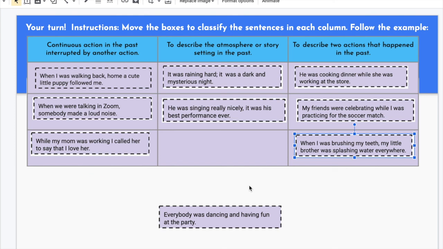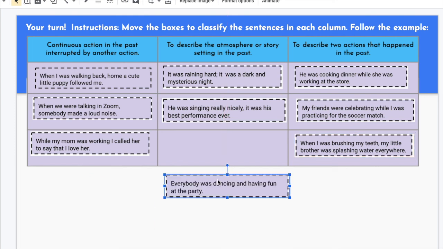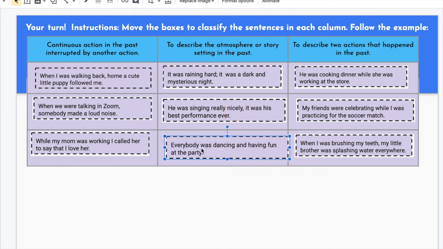Okay? And the last one, which is quite obvious, but let's take a look at it anyway. It says that everybody was dancing and having fun at the party. Am I describing the atmosphere? Am I probably describing the setting of a story? It might be. So yes, this is the background information.